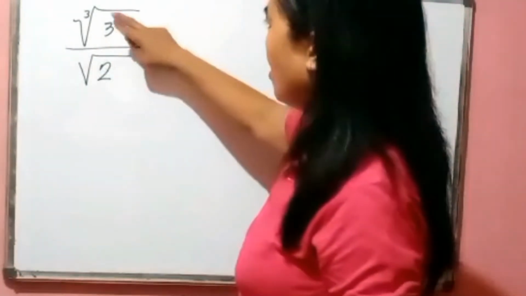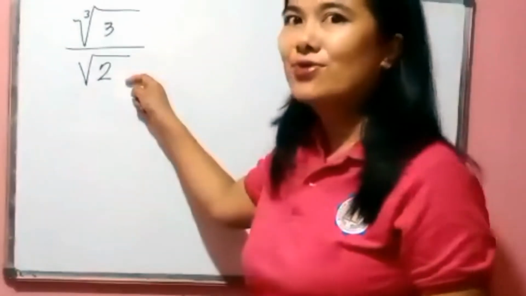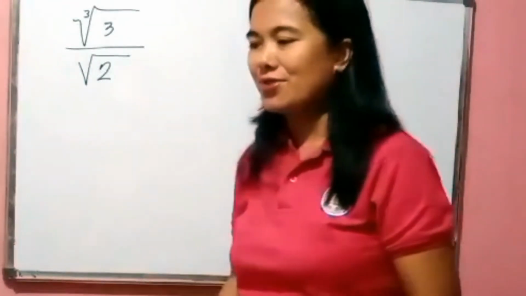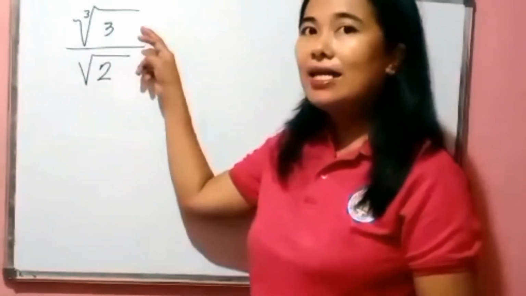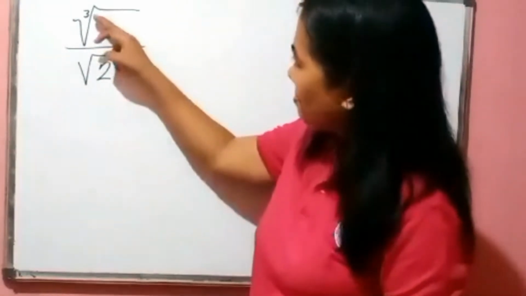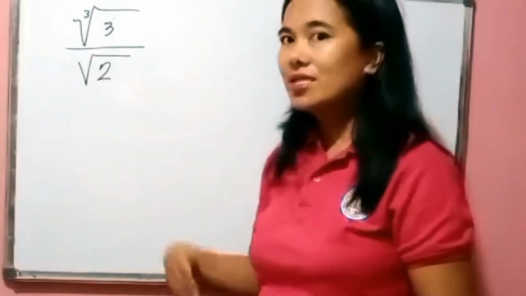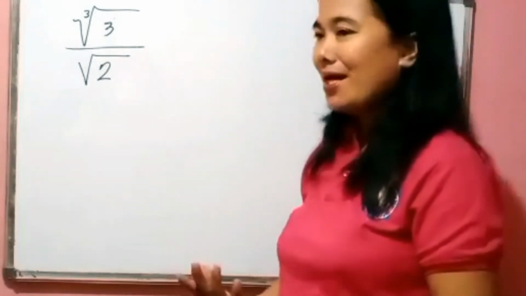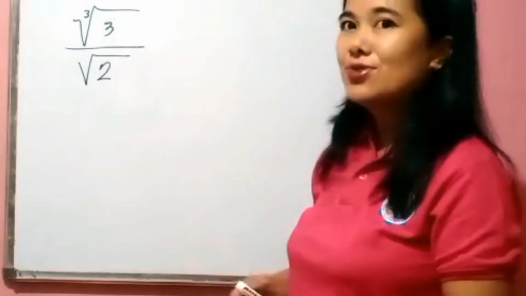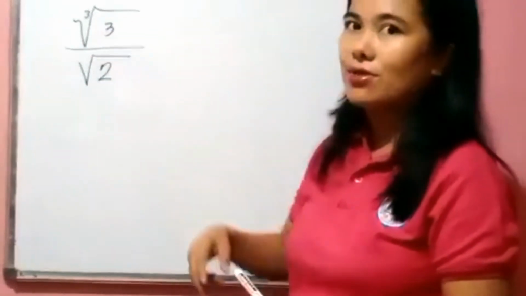Okay, so our next example is cube root of 3 over square root of 2. Ano ba yung general rule ng radicals natin? Diba dapat pareho sila ng indices. 3 yung dito sa numerator, yung dito is 2. So, hindi sila pareho ng index. So, kailangan, you need to make a way na magkapareho na yung index nila.